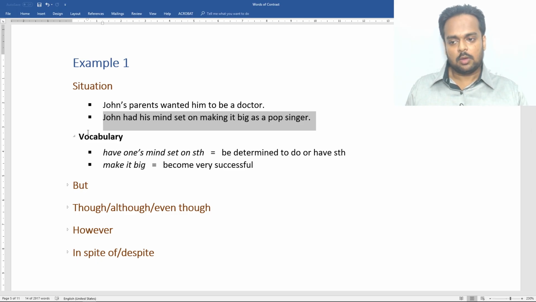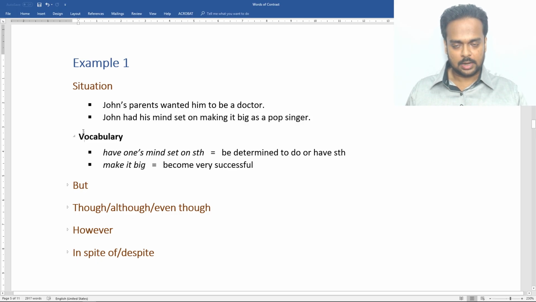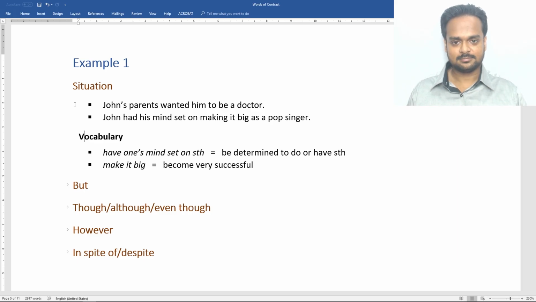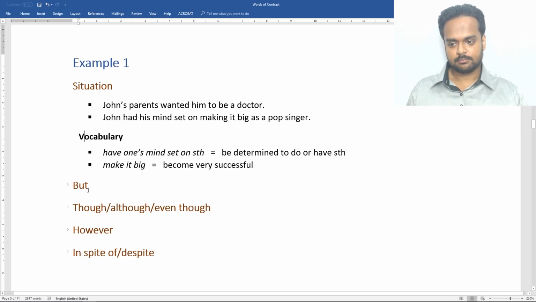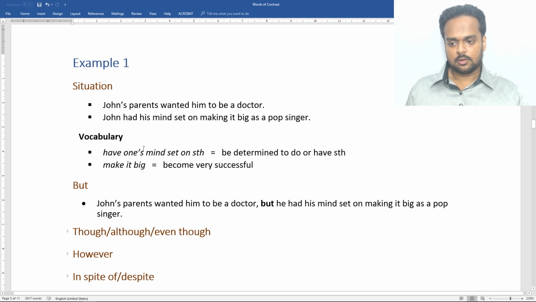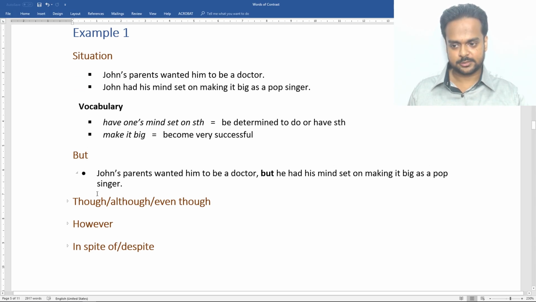All right, now I want you to stop the video and think about how you would connect these two sentences using but, though, although, even though, however, and in spite of, and despite. Stop the video, write out your sentences, then play the video and continue. All right, let's look at the answers. But is quite easy. John's parents wanted him to be a doctor, but he had his mind set on making it big as a pop singer. I'm sure you got that one right.